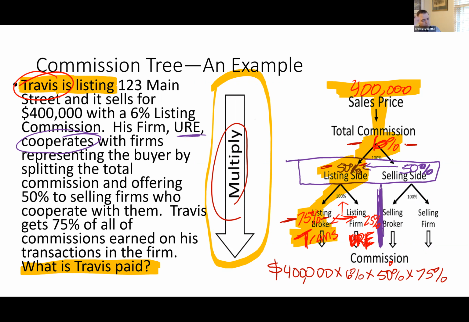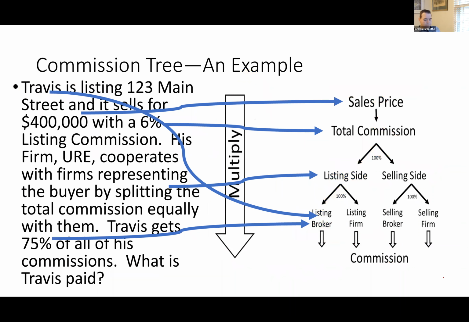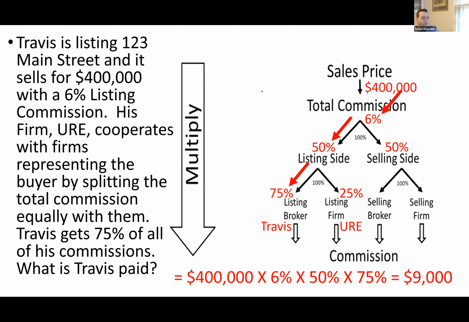And if you follow that path from the top to the bottom, I'll give you a little bit cleaner version of it here with it all filled in. If you follow that path from the top to the bottom, you will end up with a commission to Travis of $9,000. And again, that's just starting here at the top, 400,000. And every time I come down a level, I hit multiply times 6%, times 50%, times 75%. And I'm just following that path all the way from the sales price.